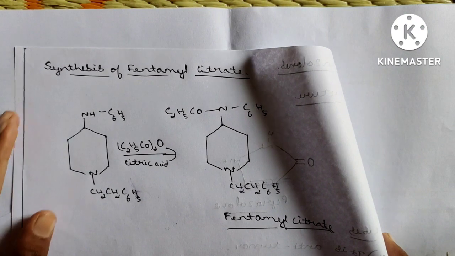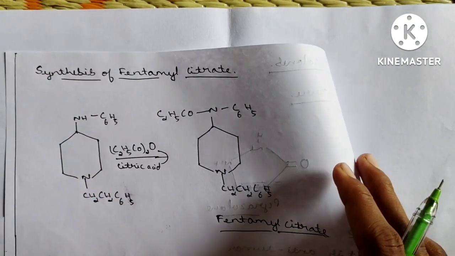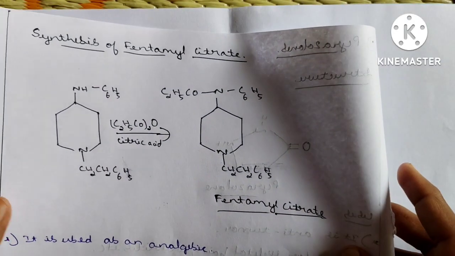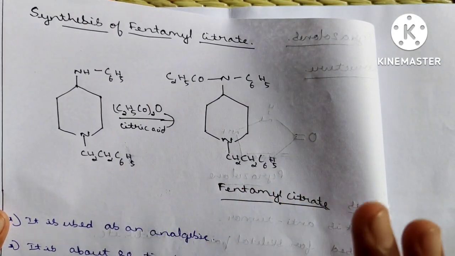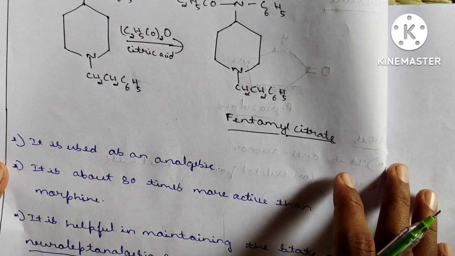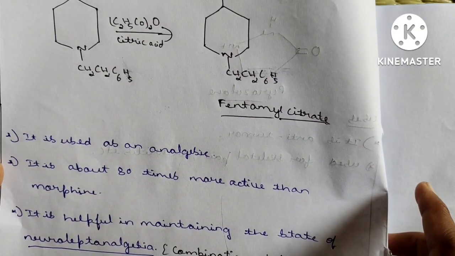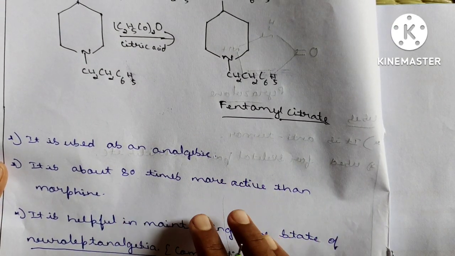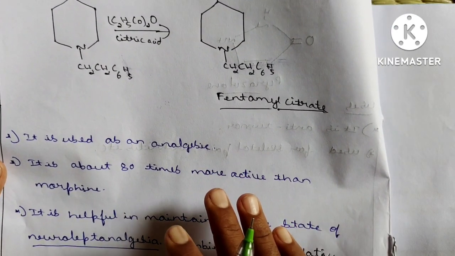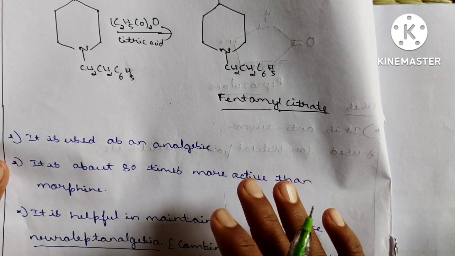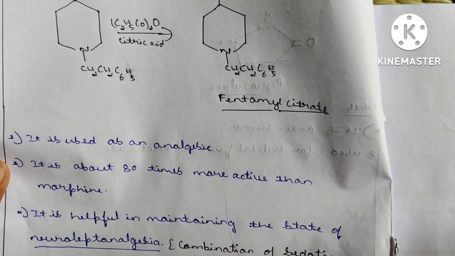Next, the last structure, synthesis of fentanyl citrate. Fentanyl citrate, once this question was asked. Here, very simple, fentanyl citrate you can prepare from this product in the presence of citric acid, and it is used as an analgesic. It is about 80 times more active than morphine. See, very big point this one.